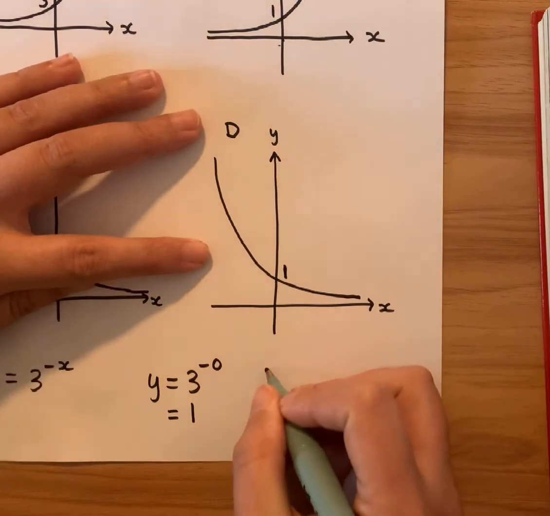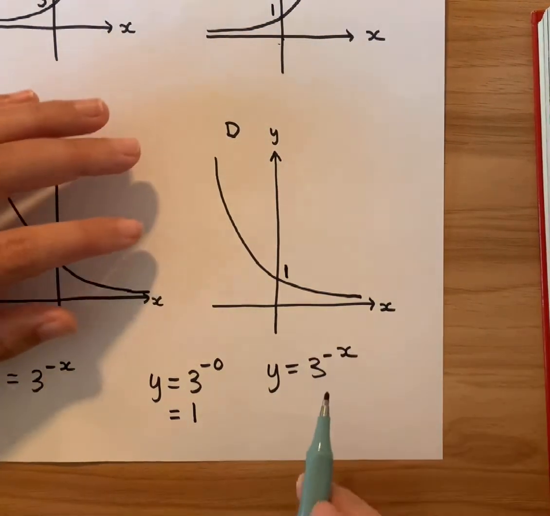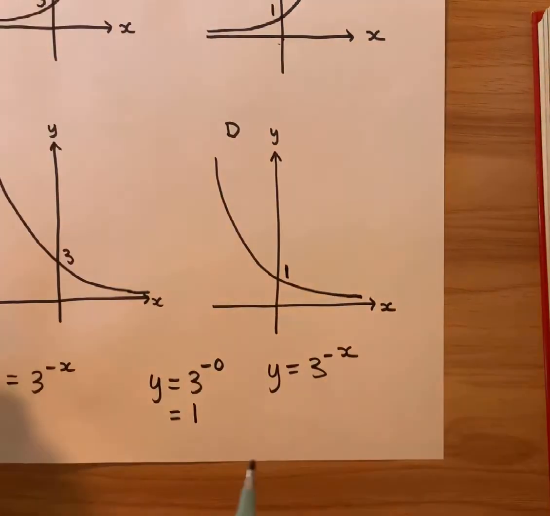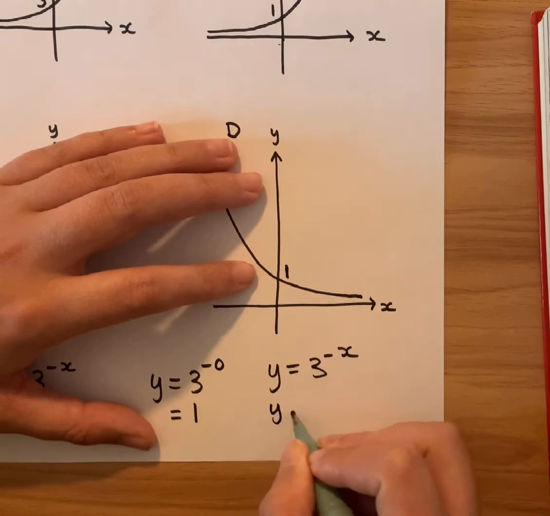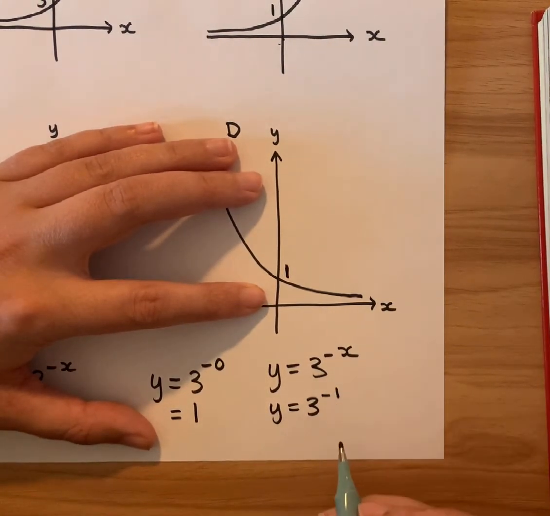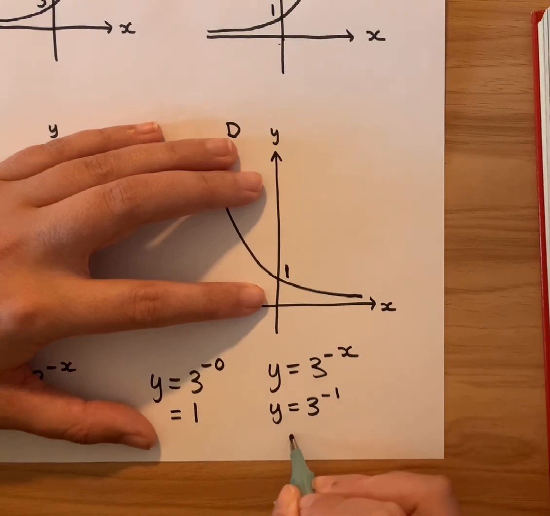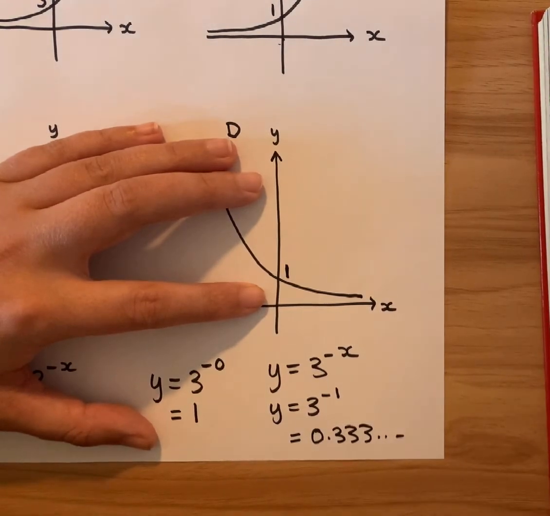So let's get our equation. Our equation is y equals 3 to the minus x. And let's test a positive value. So what's a positive value? I reckon 1's a really easy one. So let's test 1. y equals 3 to the minus 1 when x is 1. All right, so you can do this on your calculator if you like. Your answer is 0.333 and so on. Is that greater than 1 or less than 1?